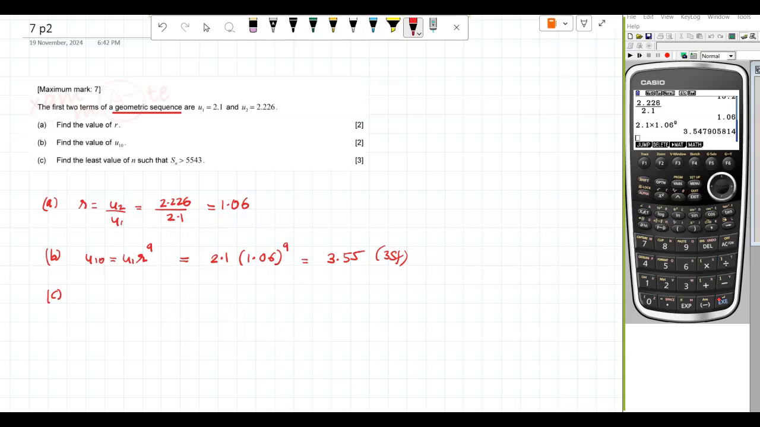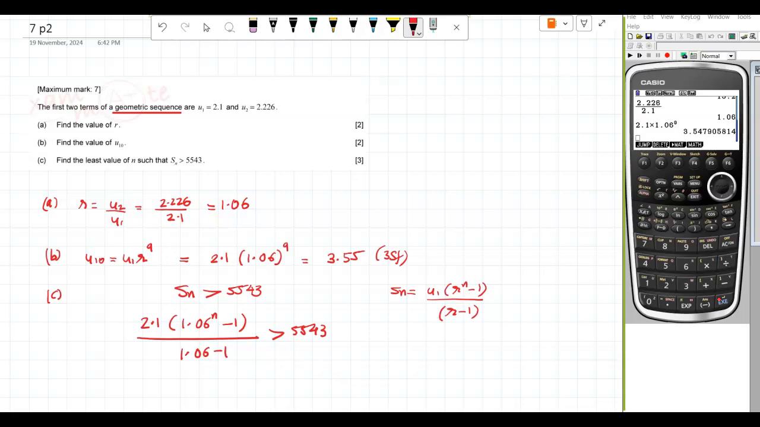The least value of n for which your Sn is greater than 5543. So you apply your formula for Sn. The formula is u1 into r raised to n minus 1 upon r minus 1. So that's your formula. So Sn is u1 r raised to n minus 1 upon r minus 1, correct? Is greater than 5543. Now please don't waste your time in exam. You simply go to solver.